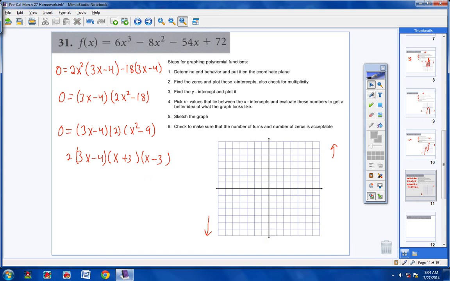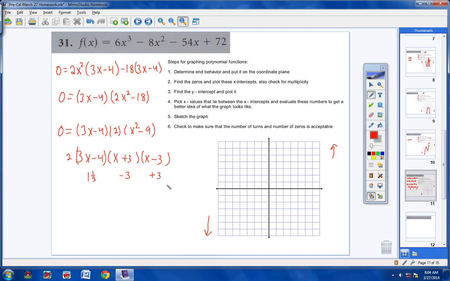Now, I'm done factoring. Now let's find the zeros. For this group here, there would be no zeros. For this group here, it would be 4/3 or 1 1/3. For this group here, it would be a -3. For this group here, a +3. There's no multiplicity that I have to worry about.